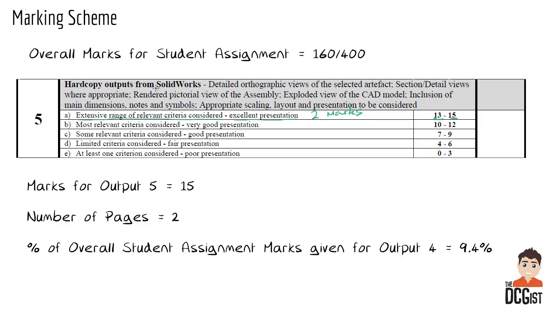For the hard copy outputs from Solidworks, you'll see that there are a number of criteria in here that you need to fulfill, but I'll be looking at that in the next part of the video. The marks for output 5 are 15, okay, and there are 2 pages. As I said in the output 4 video, this is where you show the Solidworks model in your actual portfolio. So there were no pages for output 4, but in output 5 there are 2, and that is the way of showing your Solidworks model. Then the overall percentage of the student assignment marks going for output 5 is 9.4%.